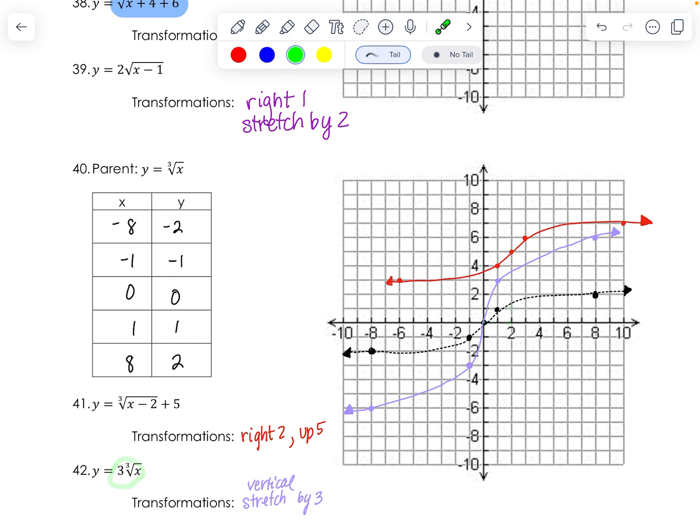And this one is just the parent function stretched by 3. So take all your y values and triple them. So 0, 0 stays at 0, but this is at 1, becomes 3. This is at 2, becomes 6. And you can do that in the other direction also.